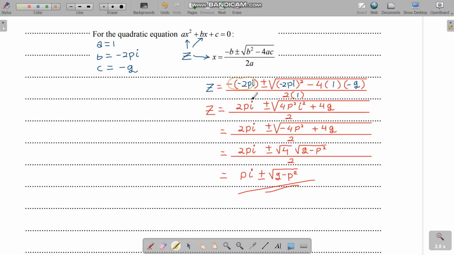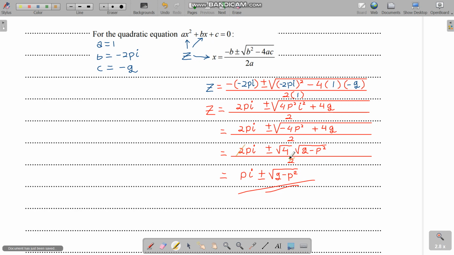So minus minus, we get positive 2pi, and when we square this we have positive 4p squared i squared, and when we multiply we have plus 4q. Now i squared is negative 1, so that's why we have minus 4p squared here. And then we can factor out the 4, so we have 4 times minus p squared plus q, or q minus p squared. The square root of 4 is just 2, so we divide by 2.